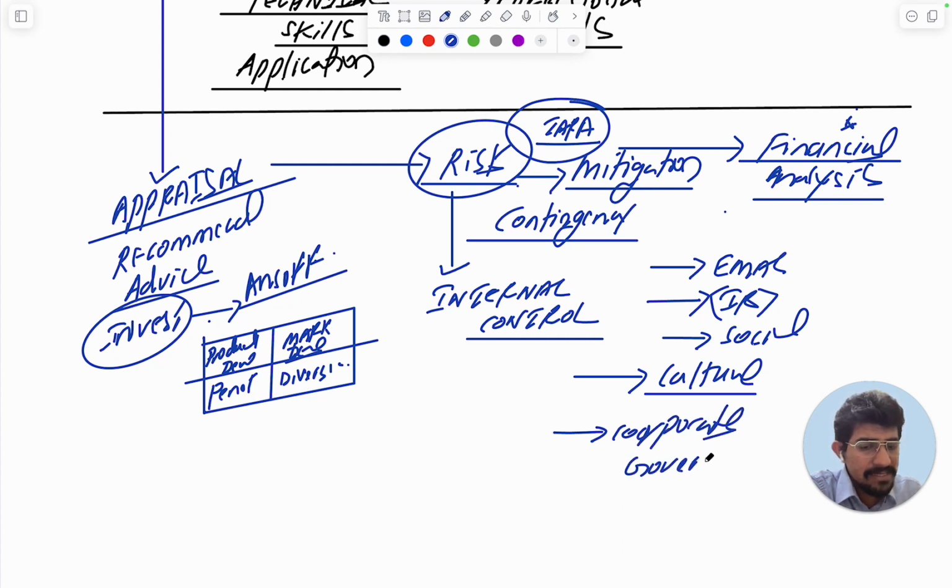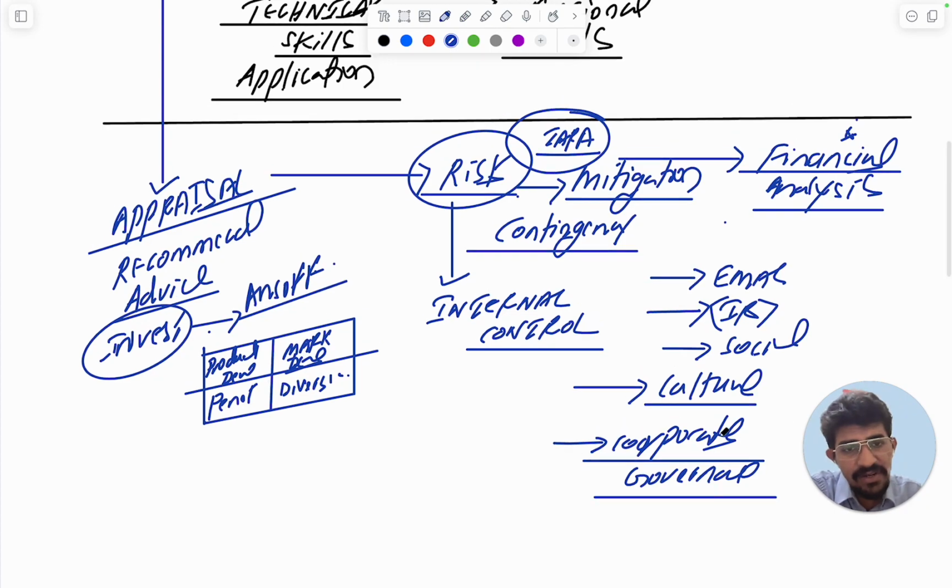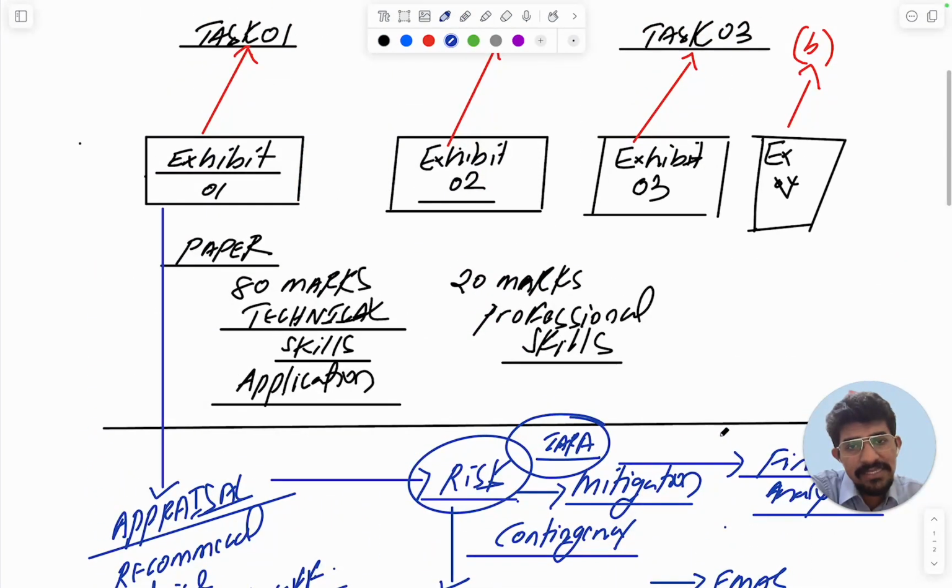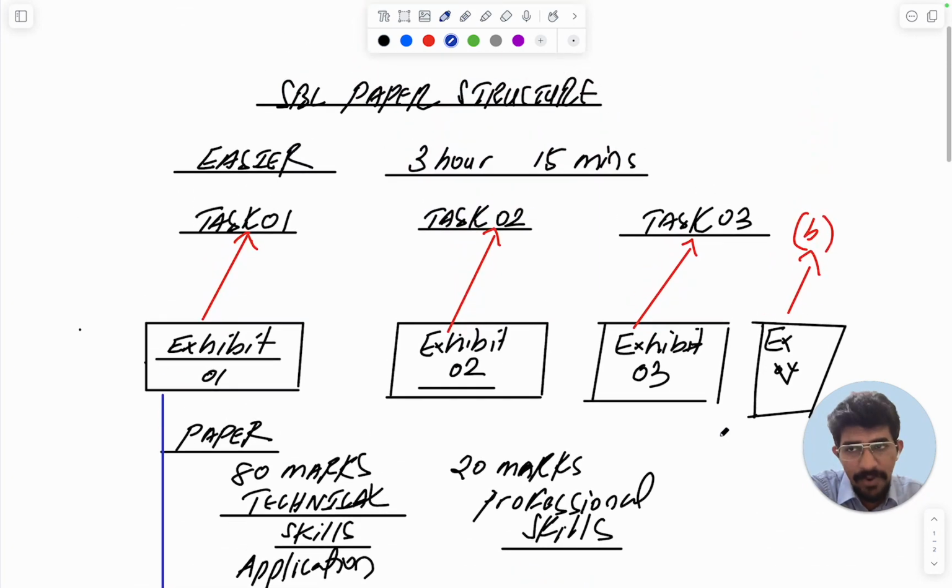And students, please remember, this exam tests not only your memory power, this tests your cognitive intelligence. That is, if a situation is given to you, how you will solve this situation. So that is very, very important.